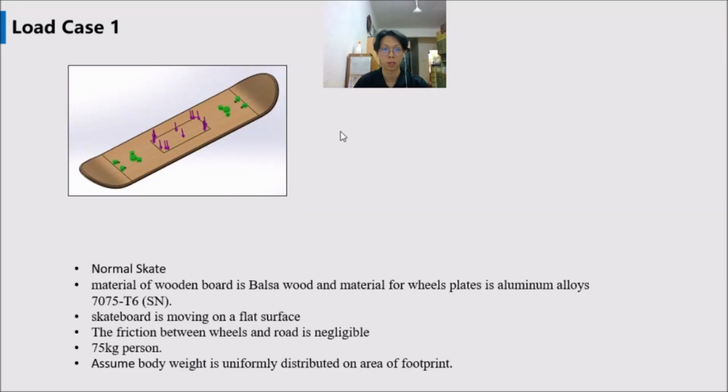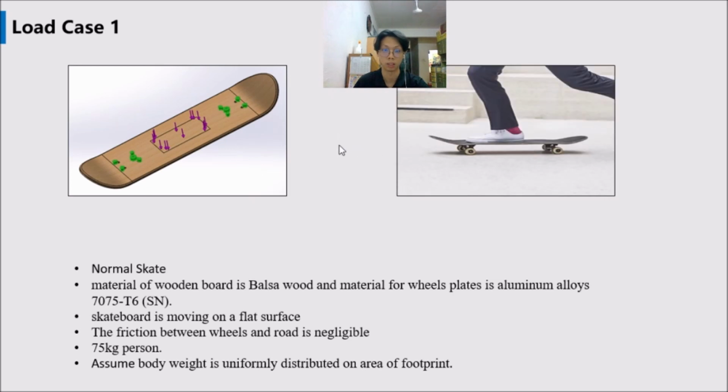Hi, my name is Yo Wei Kang, and today I'm going to present about load case 1 in our project. In load case 1, the situation being simulated is when the user steps on the center of the skateboard. This is very common in skateboarding. As shown in this figure, it is the real-life situation of load case 1, where one leg is stepped on the skateboard and the other one is trying to move the skateboard forward.